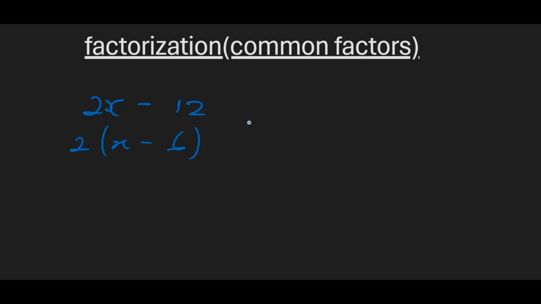Factorization is the opposite of expansion. When you have an expression like 2 into bracket x plus 4, we can expand to remove the bracket, and that's going to be 2 times x, that will give us 2x. 2 times 4, that's going to be 8. That's why you're getting 2x plus 8. We can factorize 2x plus 8 to get this same expression.